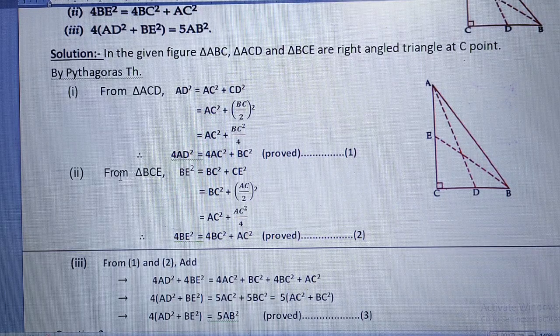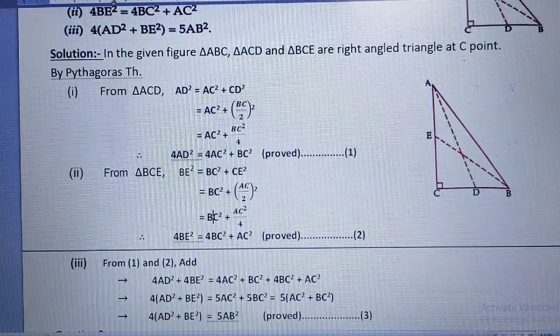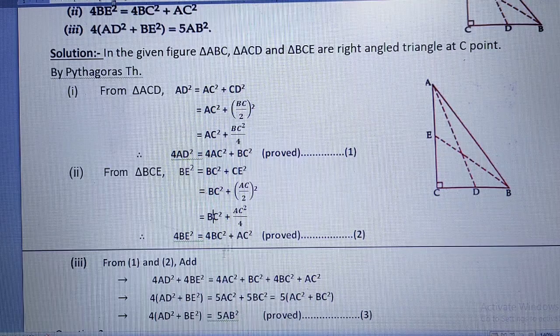So for this case, from right angle triangle BCE you can calculate BE square is equal to BC square plus CE square. Next step, that is equal to BC square plus, in place of CE, you can write AC by 2 whole square, because E is the midpoint of AC. So AC by 2 whole square is AC square by 4, that is equal to BC square plus AC square by 4.